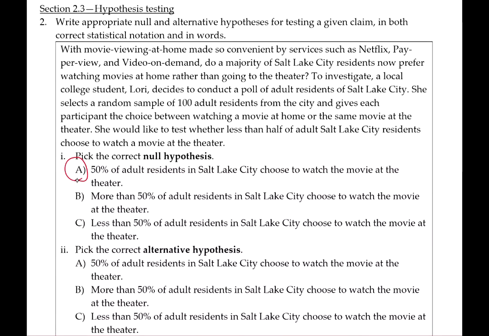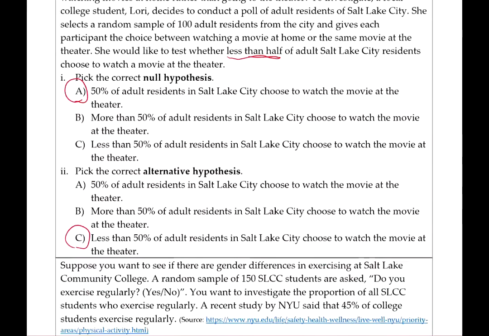You could also use the symbol not equal to in the alternative hypothesis. The way that you determine which inequality symbol, less than, greater than, or not equal to, goes in the alternative hypothesis is based on the wording of the question. So if we look here, it says that Lori would like to test whether less than half of adult Salt Lake City residents choose to watch a movie at the theater. So our alternative hypothesis here is that less than half choose, or less than 50% of adult residents in Salt Lake City choose to watch the movie at the theater.